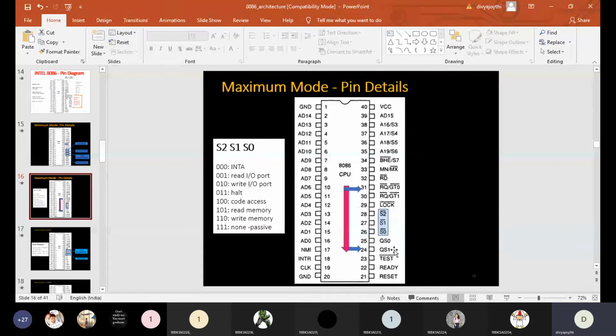If QS1 is 1 and QS0 is 0, that is, pin number 24 equals 1 and pin number 25 equals 0, then that indicates that Q is empty, so that the processor can fill the Q with the next instruction. If both are zeros, even though Q is filled up, the Q is not performing any operation. That is the meaning when both are zeros.